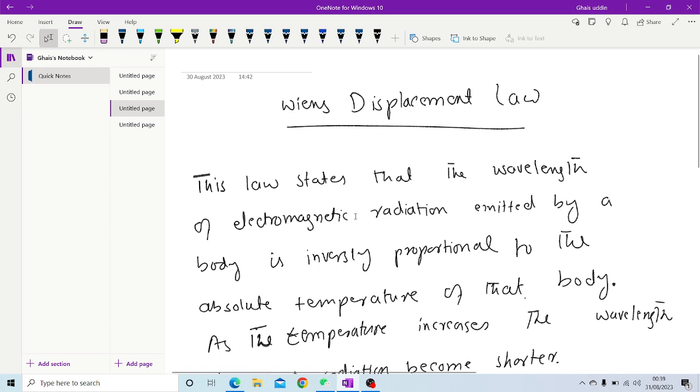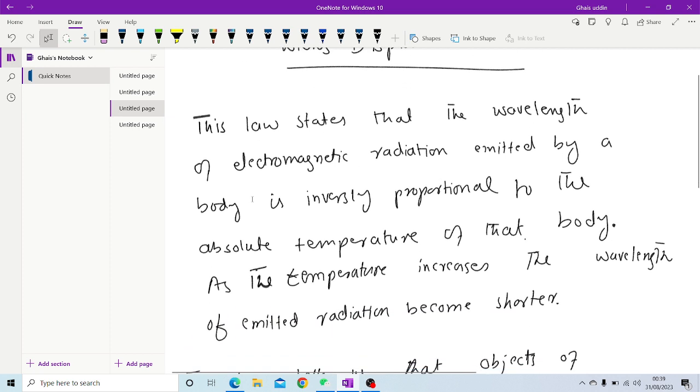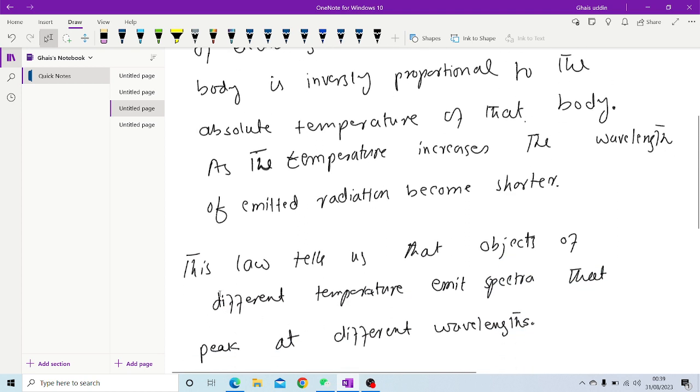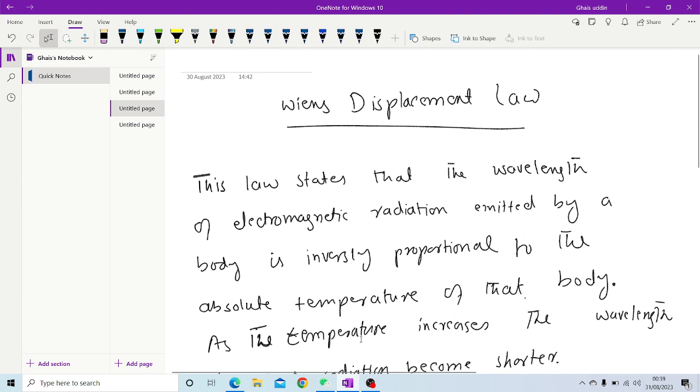This law states that the wavelength of electromagnetic radiation emitted by a body is inversely proportional to the absolute temperature of that body. As the temperature increases, the wavelength of emitted radiation becomes shorter. We can also say that this law tells us that objects of different temperatures emit spectra that peak at different wavelengths. So what does this mean?